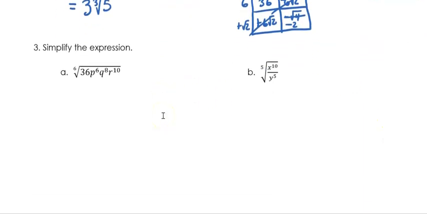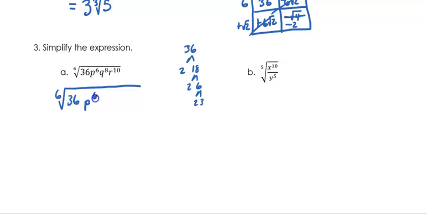All right, on example 3a, we're simplifying. So we want to simplify. If I think of 36 and I break it down, it's 2 times 18, 2 times 6, and 2 times 3. There's no way I can circle 6 of the same number. So my 36 is just going to remain. It does not break down. P to the 6th is perfectly good because it's the same as the root. So I have a 6th power and a 6th root.